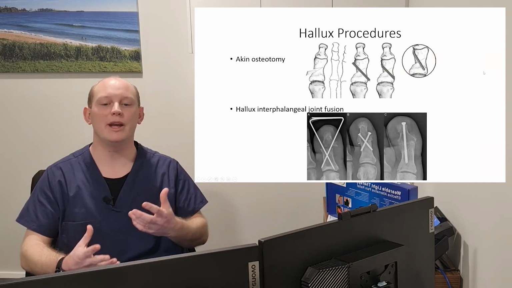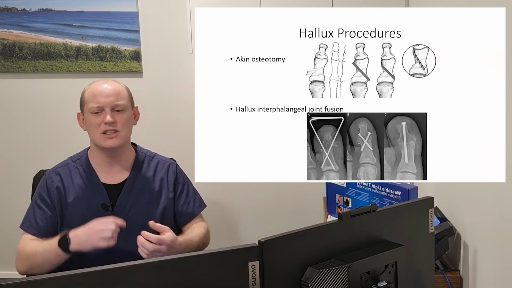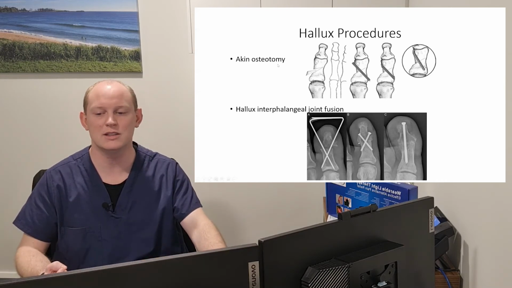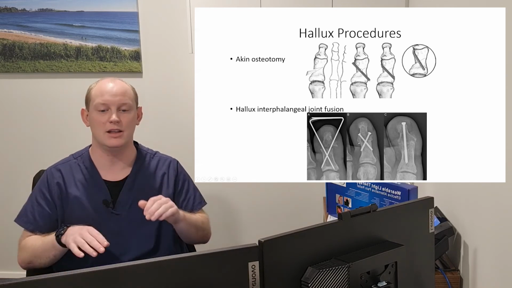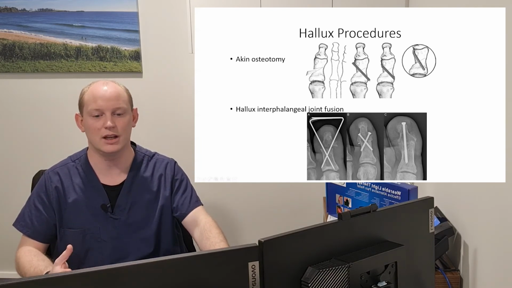When we start talking about hallux procedures, some of the distal metatarsal procedures are done at the same time as our hallux procedures, and one of the most common ones is this Akin osteotomy. And you can see here that we've made a cut through that proximal phalanx in a way that's going to help close down this hallux abductus angle and the interphalangeal angle as well, to make sure that we're really reducing that degree of deformity.